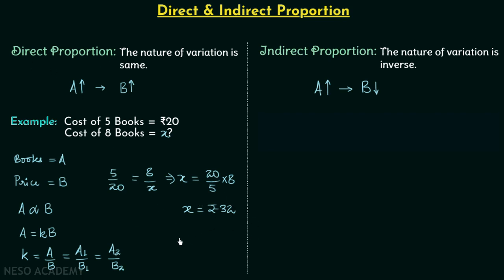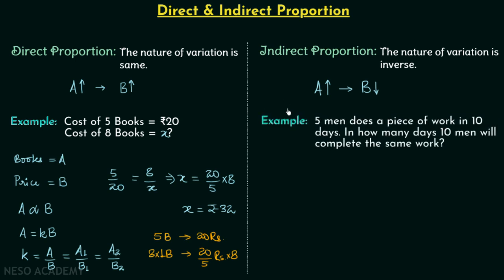The same answer you can have following the unitary method as well. 5 books is equal to 20 rupees. So 1 book will be 20 over 5 rupees, and therefore 8 books will be equal to 20 over 5 rupees multiplied to 8, giving us 32 rupees. So in this way we are done with the direct proportion, and now we will move on to the example problem of indirect proportion. In this problem we have a piece of work, and 5 men are doing this piece of work in 10 days.